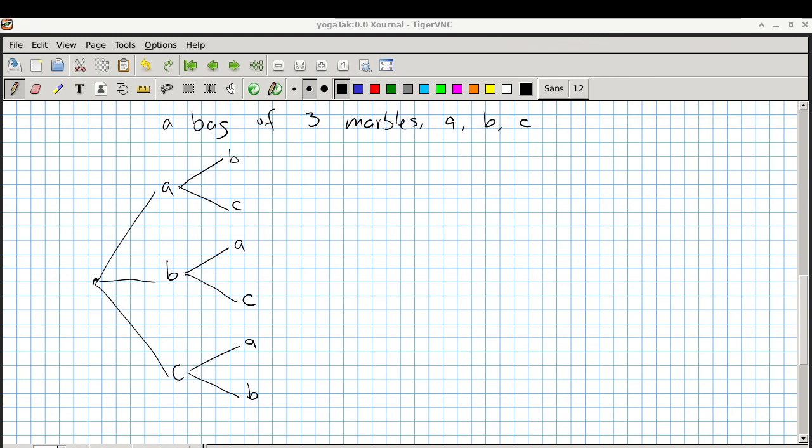Okay. So now we look at the third trial. The third trial doesn't really have a choice anymore because you have 1 marble left in the entire bag. So this is what it's going to look like.